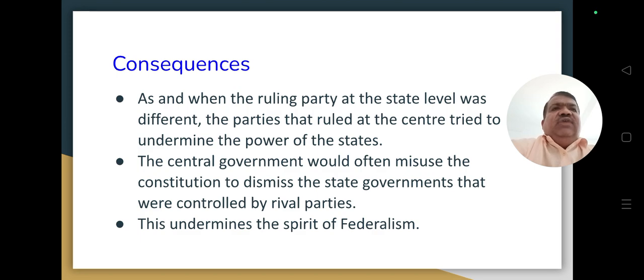Consequences: as and when the ruling party at the state level was different, the parties that ruled at the center tried to undermine the powers of the states. The central government would often misuse the Constitution to dismiss the state governments that were controlled by rival parties. This undermines the spirit of federalism. Sometimes central governments may misuse this, and sometimes they have misused it also, but this is a clear indication of undermining the spirit of federalism.